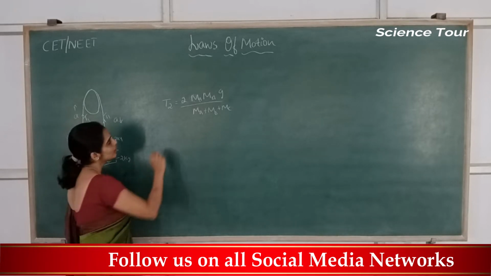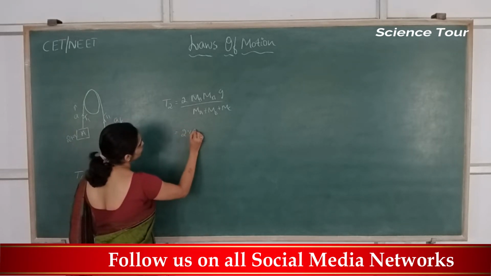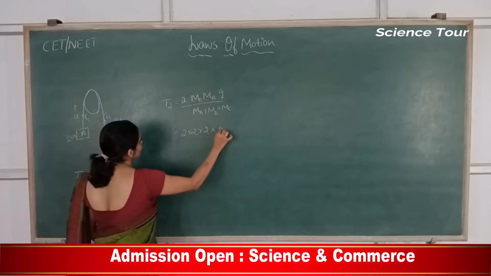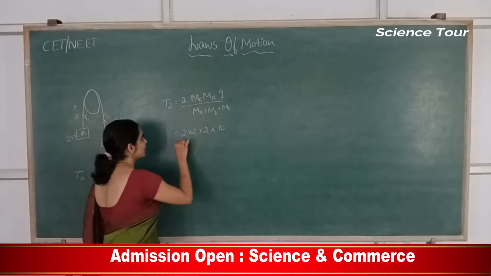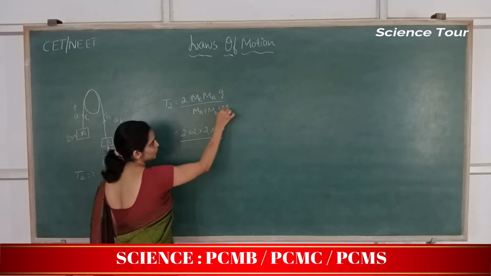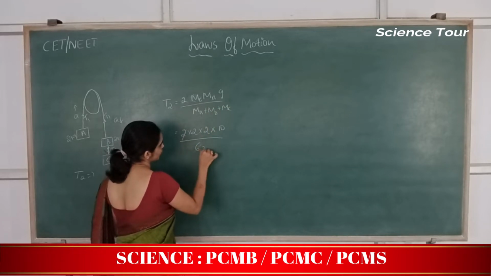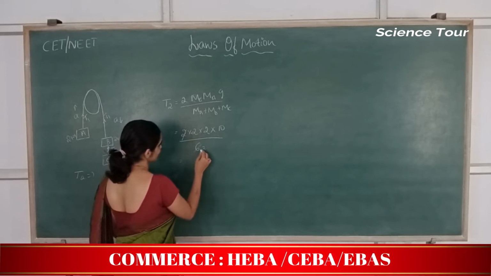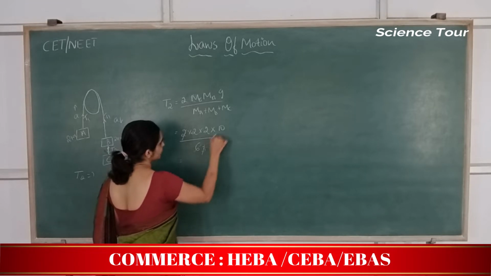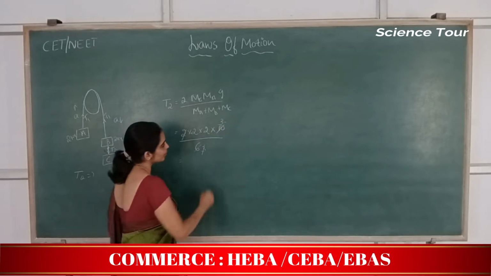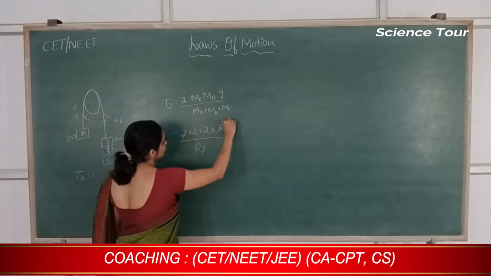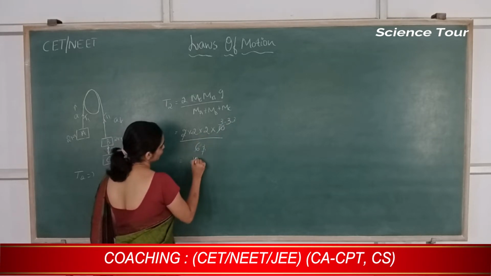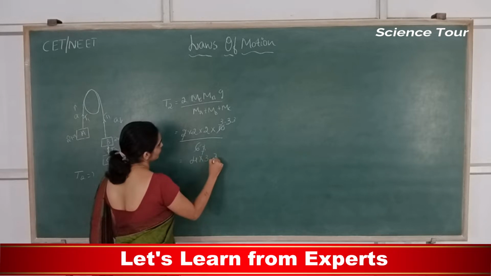This is the formula. Now substitute: 2 for the mass of C and 2 for the mass of A, g value as 10, divided by the total mass, 2 plus 2 plus 2, that is 6. 3 ones are 3, 3 threes are 9. So 40 divided by 3 gives 13.33.